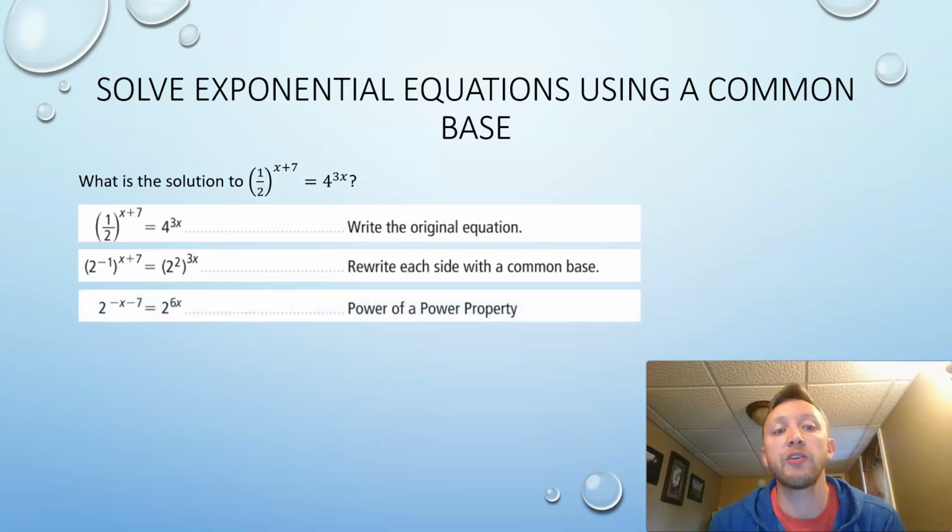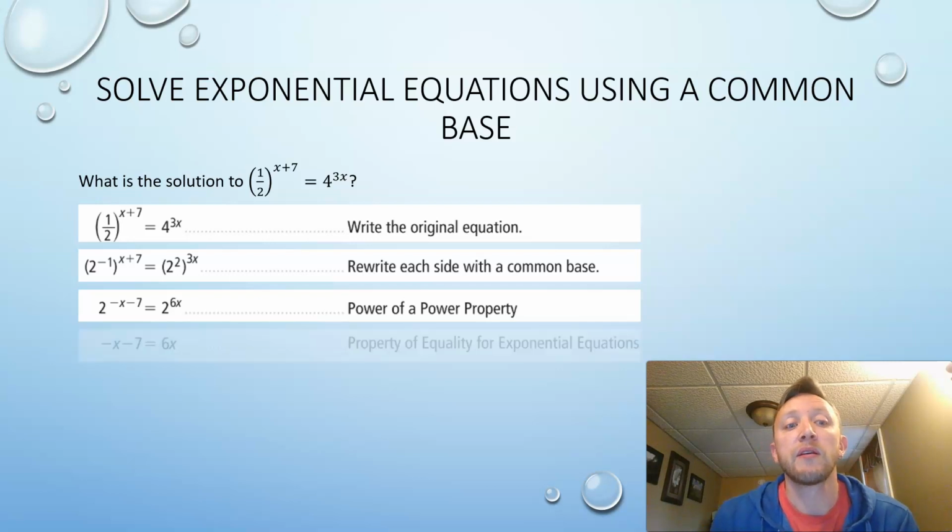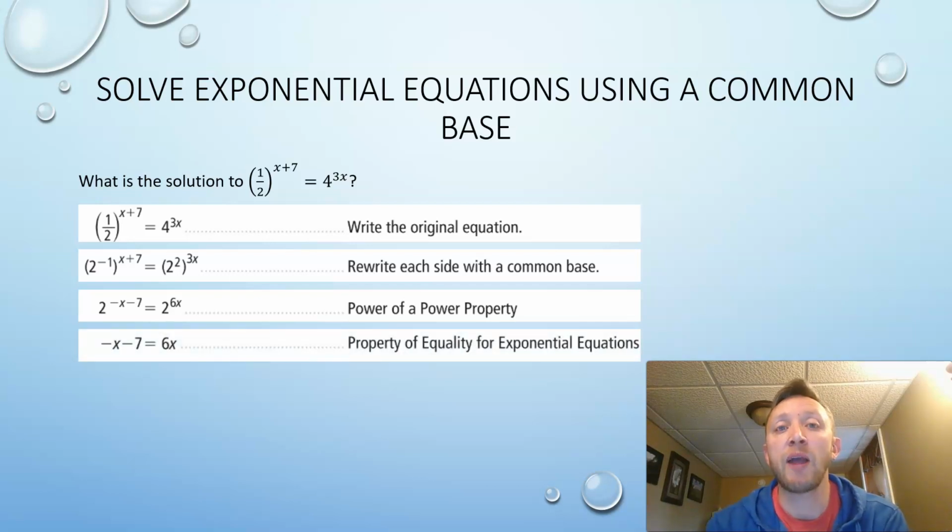In the next step, we're going to use the power of a power rule. Remember, these are all rules and properties that we've learned about in previous chapters. So that just means that we're going to take those exponents and multiply them. So in that first term, we'd take -1 times both the x plus 7, so we'd end up with -x minus 7. And then with the base 2 on the other side, we would use that exponent of 2 times 3x and get 6x.